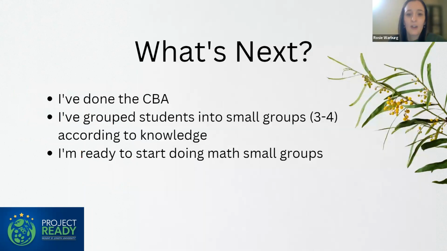Okay. All right. So what's next? We know we've done the CBA with our students. We have information about their knowledge of math concepts and math skills. You've grouped your students accordingly into small groups, generally 3 to 4 students is best for a small group in math. You've grouped them according to their knowledge, and now you're ready to start doing these math small groups. What's next? How do we do that?